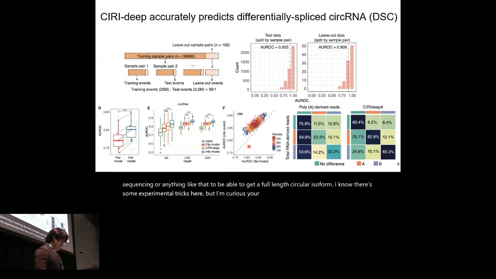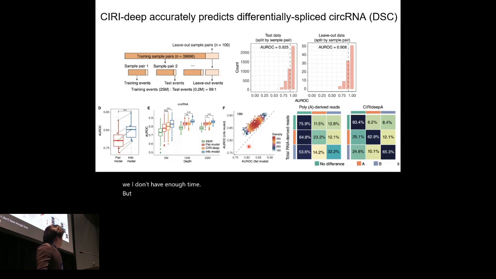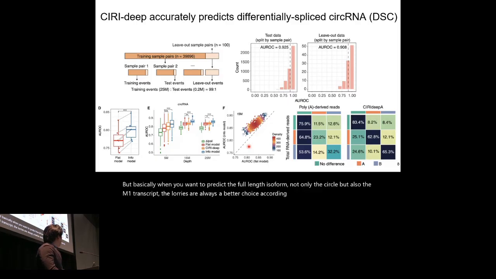Yeah, that's a very good question. That's actually what we are doing now. I did not mention it because I don't have enough time. But basically, when you want to predict the full length isoform, not only the circular but also the mRNA transcript, long reads are always a better choice according to recently published papers. So yes, I think that's totally possible, and that's what we are doing.